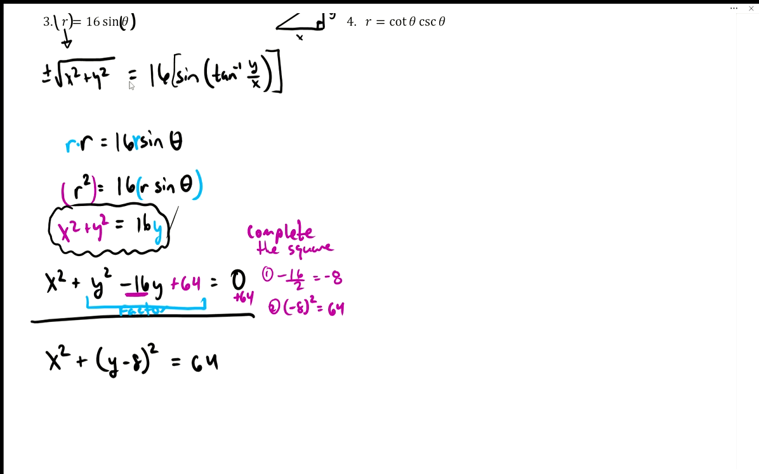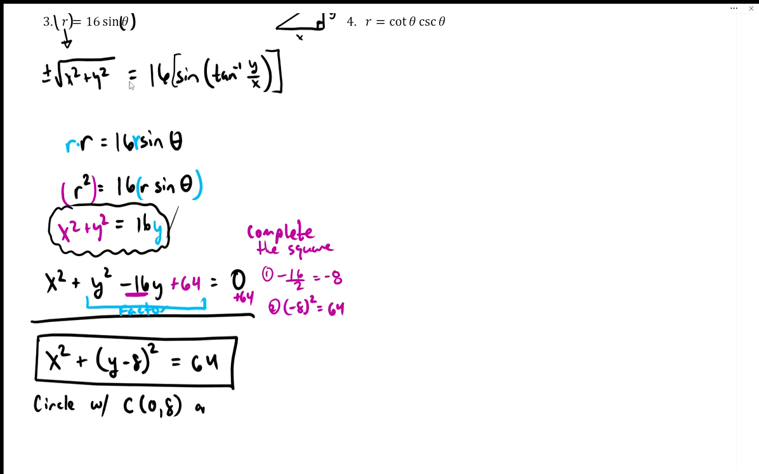Now it's matching the form of a circle. So this is a circle with the center (0, 8), and r equals, well, the square root of 64, which is 8.